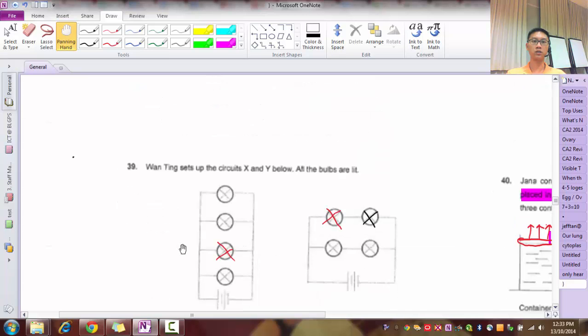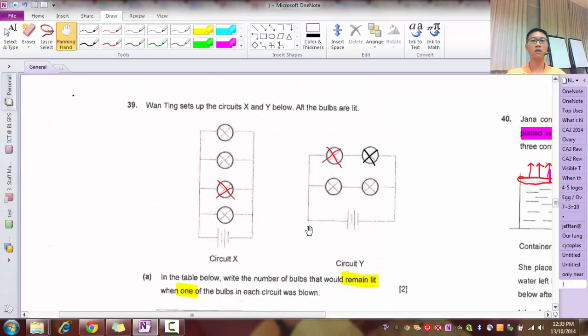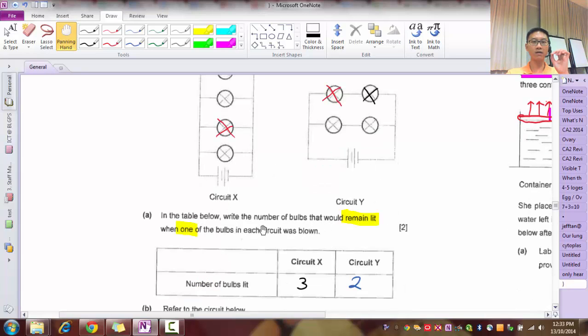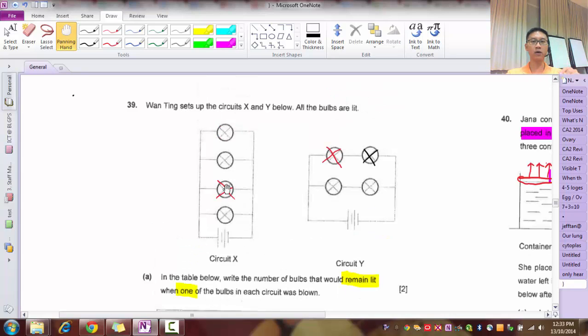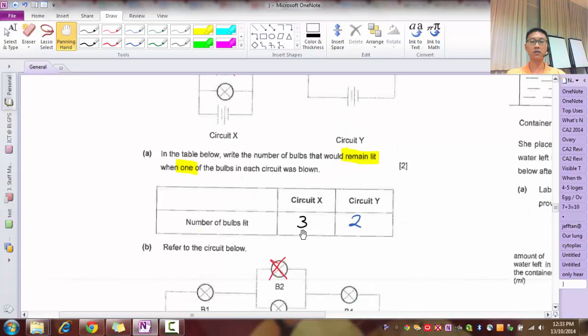Remember, if you have any questions along the way, please raise your hands and ask. 39. Set up the circuits X and Y. Now, write down the number of bulbs that remain lit when one of the bulbs in each circuit was blown. Let's take, for example, this bulb is blown. Which will remain lit? Because this is parallel, when one is blown, the rest will continue to remain lit. So X has 3. But for Y, let's say this is blown, because this is in series, this will not light up as well. But because these two are in parallel, these two bulbs will continue to light up. So that's why X is 3, Y is 2.